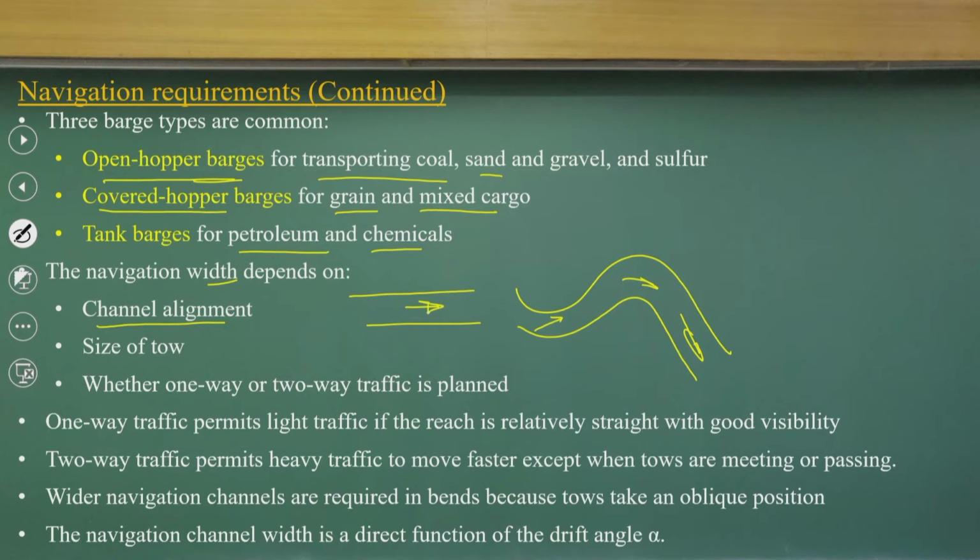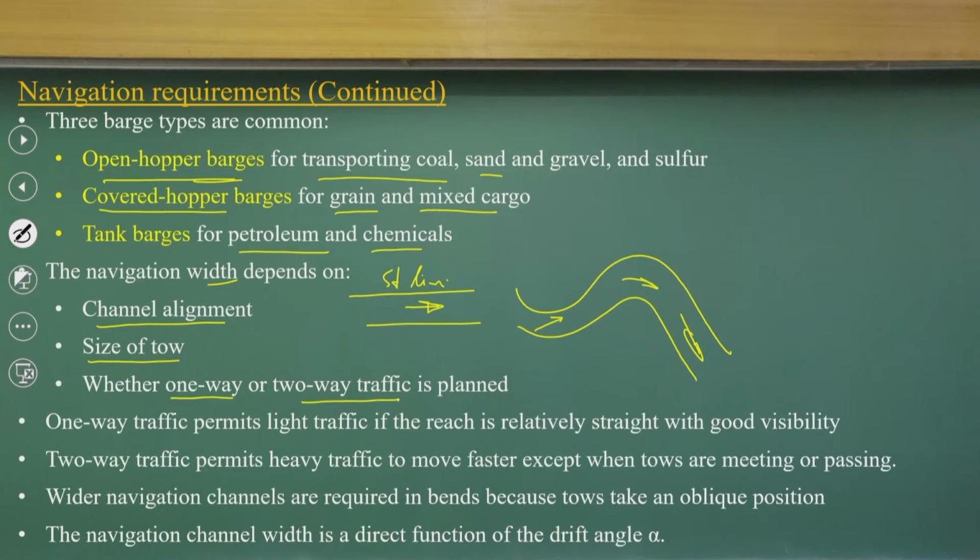So, for straight channels, what is the alignment? For a canal, it can have a straight channel. For rivers, we will have some degree of meandering, and that is the reason we should have a strategy for that. Size of the tow, whether one way traffic or two way traffic, we can plan it as you plan for national highways.